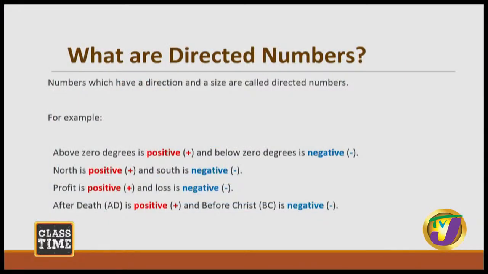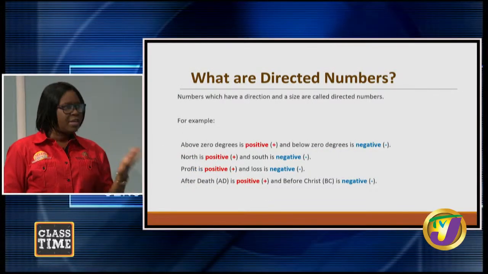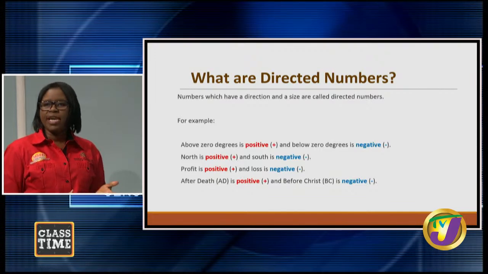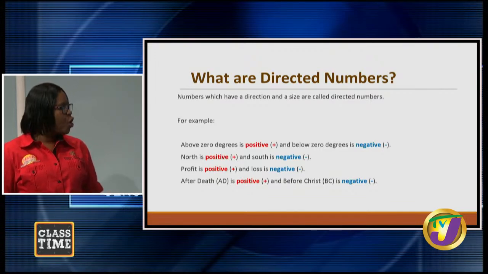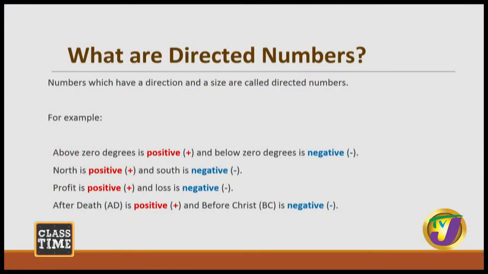We spoke about above 0 degrees, which is positive, and therefore below 0 degrees would be negative. Going north is positive movement, and going south would be a negative movement. Now, profit also, as Burrell said, would be positive and loss negative. When historians record history, they record it in relation to before Christ and after Christ. So AD, after his death, would be positive, and before his birth would be negative.